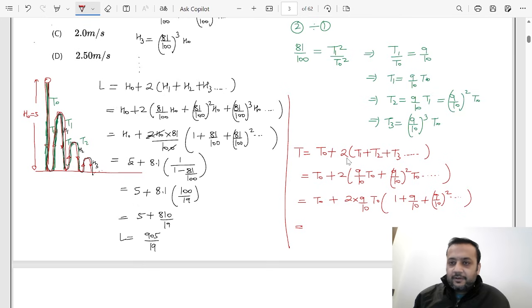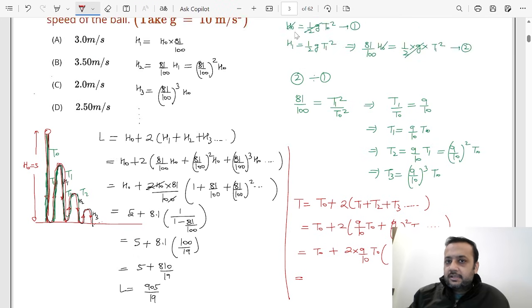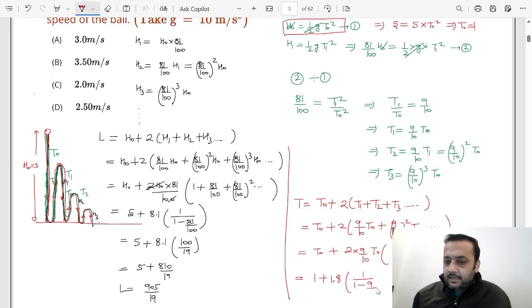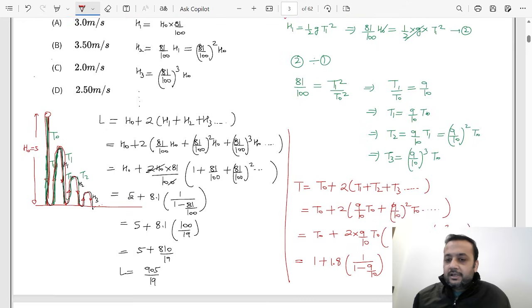Now let's first calculate the value of t naught, so that we can calculate very easily. If I put the value of h naught as 5, g by 2 will also become 5, and that into t naught square, which means t naught will be 1. So if I put t naught as 1 here, 9 2s are 18 by 10, that is 1.8, and this is an infinite GP, so a upon 1 minus r. So 1.8 upon 1 by 10. 1 minus 9 by 10 is 1 by 10, and 10 will go in the numerator, so this will become 18 plus 1, 19 seconds. So this is the total time of motion.